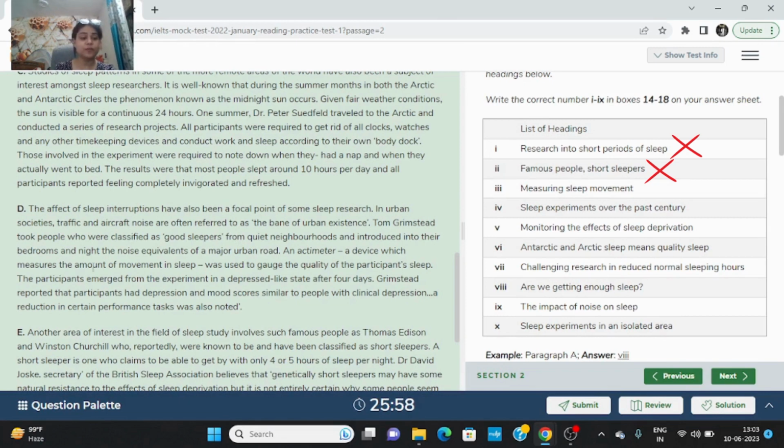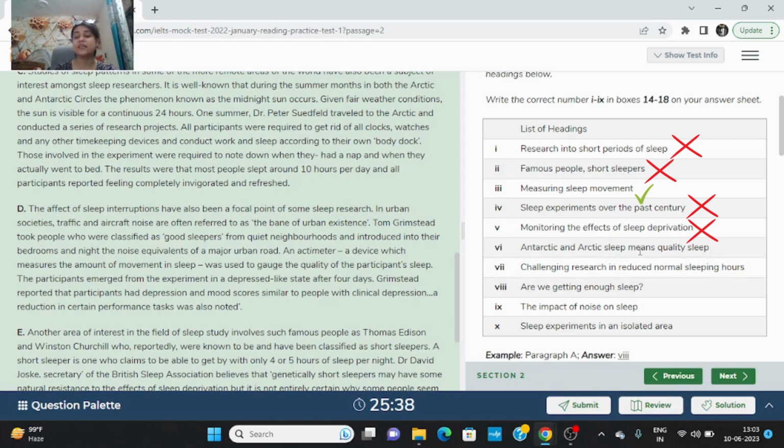Okay, because of the move, here it's written measure the amount of movement in sleep. Some students can say that this can be the answer. So I will put a tick over here and I will move to other headings as well. Sleep experiment over the past century? No. Monitoring the effects of sleep deprivation? No.